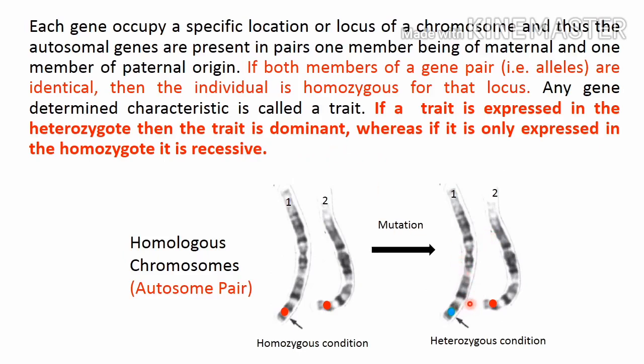And when the disease is expressed only when both the genes are mutated, that is, in homozygous condition, when a mutated gene expresses itself in a mutated condition, then we call it a homozygous condition.